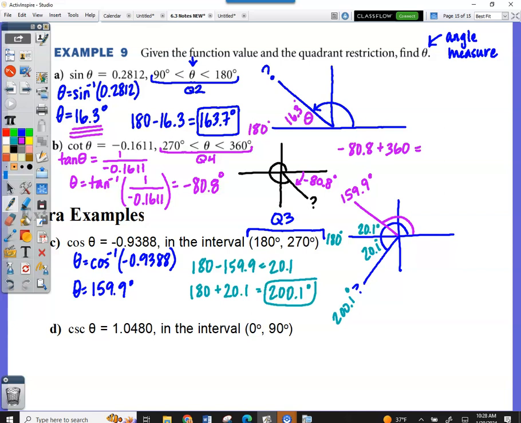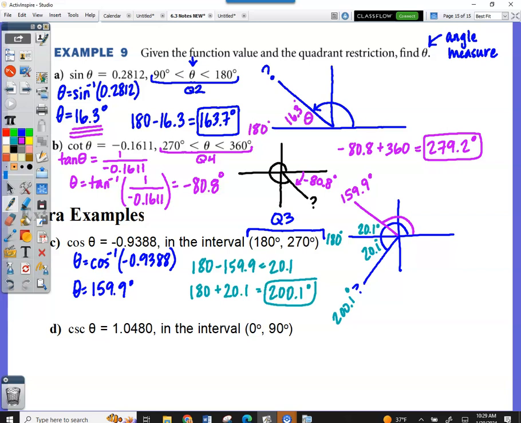What'd you get, 279.2? And that's the angle. That makes sense right here based on my picture. Not bad, right? You just have to, it's meticulous, I guess you could say.